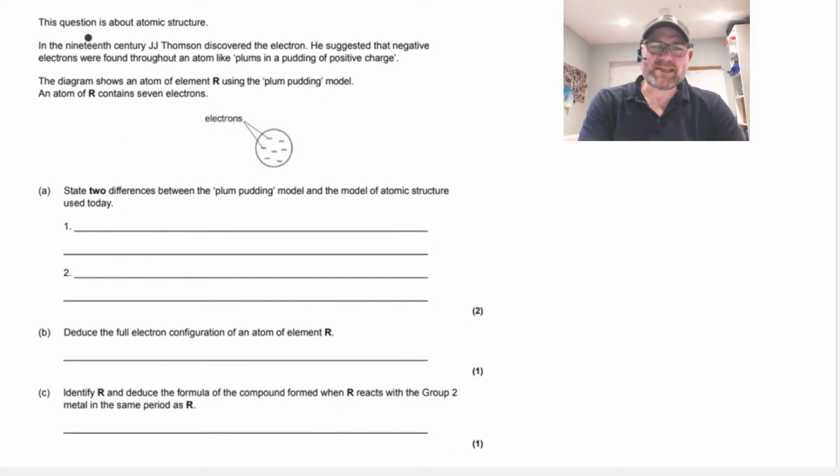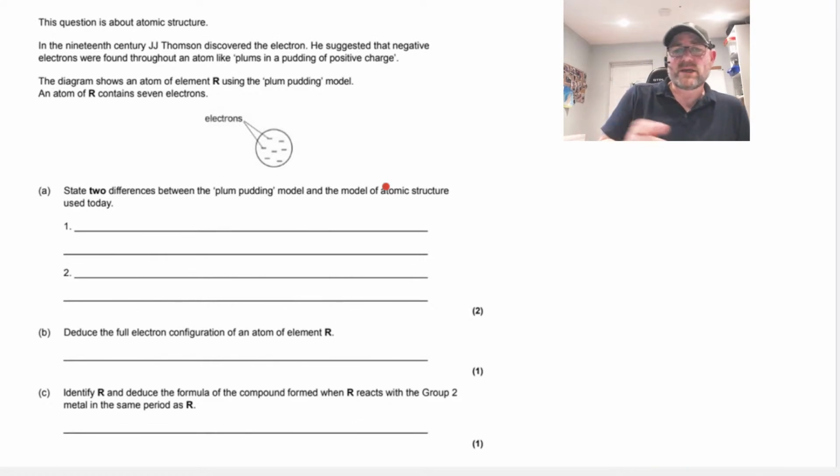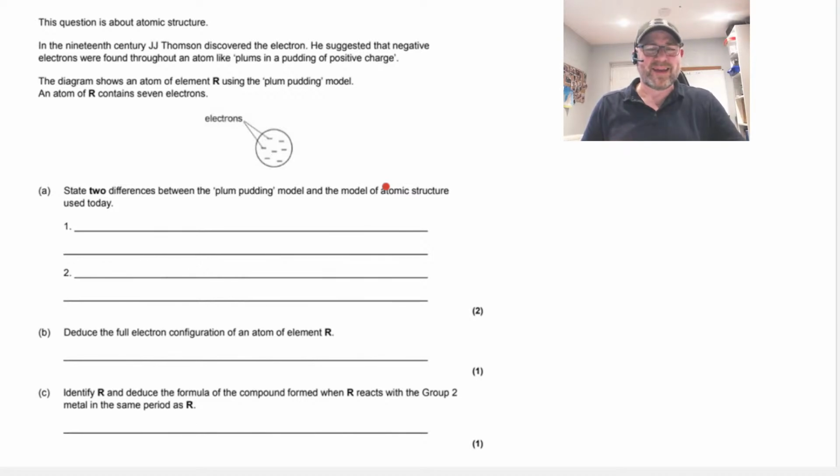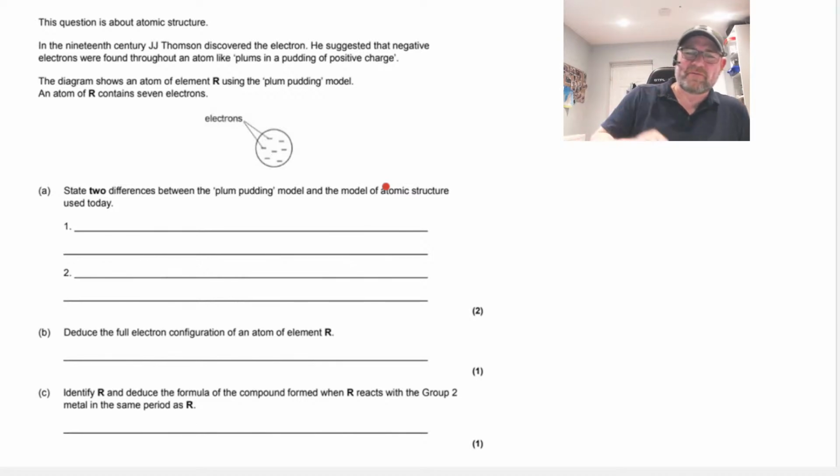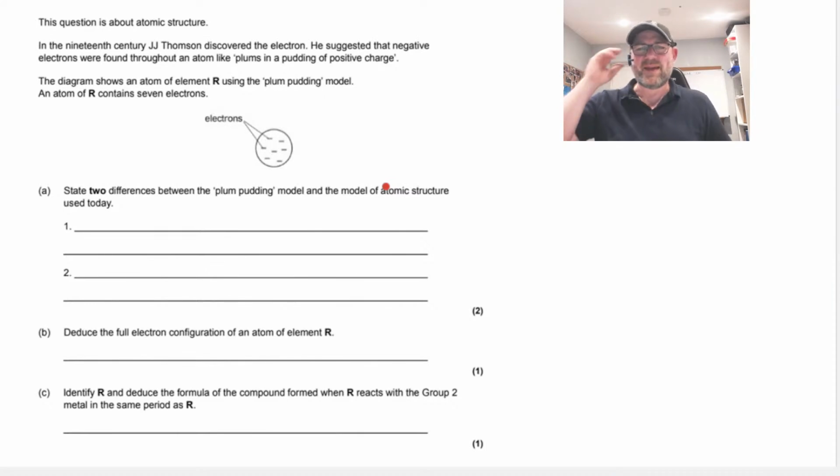You might recognize this. This is the atomic structure of J.J. Thomson. He discovered the electron and he came up with his plum pudding model. In his model, he's just got these electrons inside an atom. What are two differences between the plum pudding and today's current atomic structure? So that's almost a GCSE question. You guys will have done that at GCSE. So any ideas? What would be the difference between the plum pudding and the actual atomic model we use today?